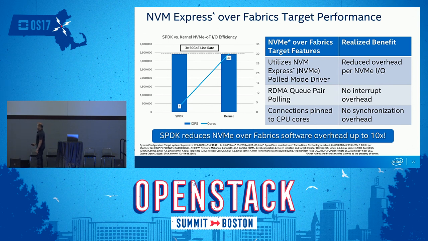So again, this summarizes what the changes were from the traditional NVMe over Fabrics targets available in the kernel that got us to this result. I want to pause and see if there are any questions so far. Would you mind using the mic, please? Thanks.